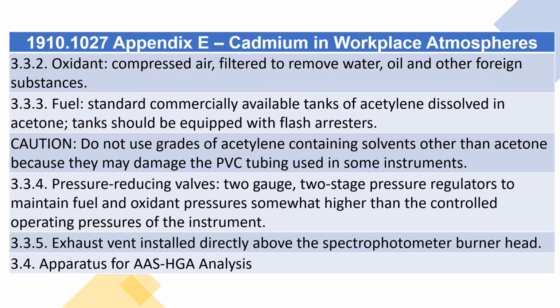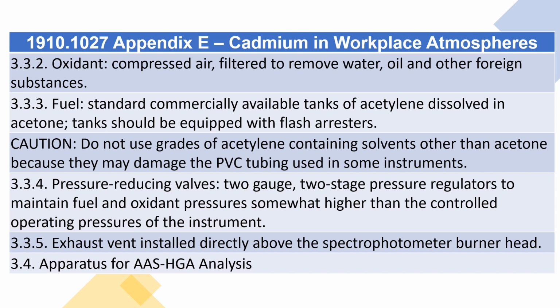3.3.2. Oxidant, compressed air, filtered to remove water, oil, and other foreign substances. 3.3.3. Fuel, standard commercially available tanks of acetylene dissolved in acetone. Tanks should be equipped with flash arresters. Caution: do not use grades of acetylene containing solvents other than acetone because they may damage the PVC tubing used in some instruments. 3.3.4. Pressure reducing valves, 2-gauge, 2-stage pressure regulators to maintain fuel and oxidant pressures somewhat higher than the controlled operating pressures of the instrument. 3.3.5. Exhaust vent installed directly above the spectrophotometer burner head.